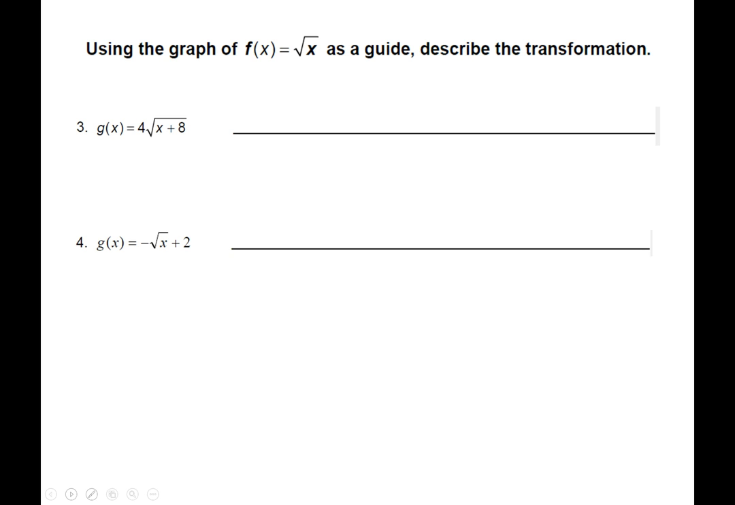Next, we have describing our transformations. So this one right here, this is h equals negative 8, or this would be a shift or a translation left 8. Then we also have the number in front, that 4, since it's greater than 1, that's what we call a vertical stretch. And I'm sorry for that horrible writing there. Hopefully you can understand it. Vertical stretch.